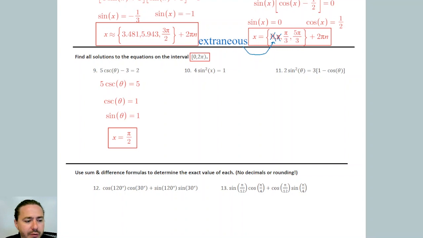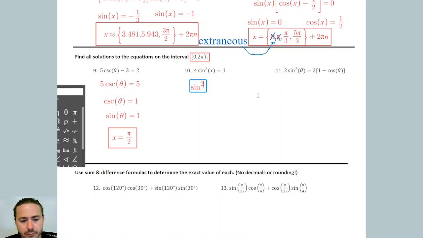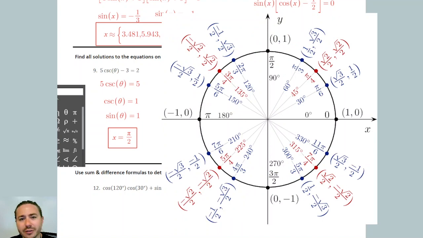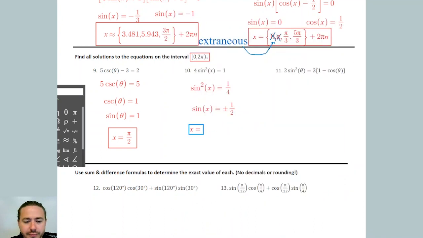For the next one, I'm going to divide both sides by 4, and then I'm going to take the square root of both sides. Now the square root of 1 is 1, and the square root of 4 is 2. The only thing I've got to remember is to do this plus or minus. So I'm looking for all the angle measures where sine is either positive 1/2 or negative 1/2. And bringing up this, it's always back to the unit circle. Plus or minus 1/2 is going to be pi over 6, 5 pi over 6, 7 pi over 6, and finally 11 pi over 6.